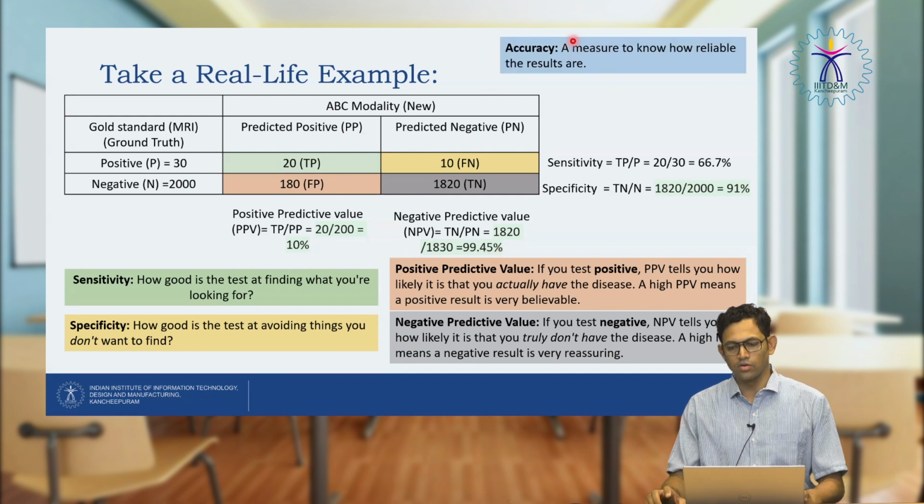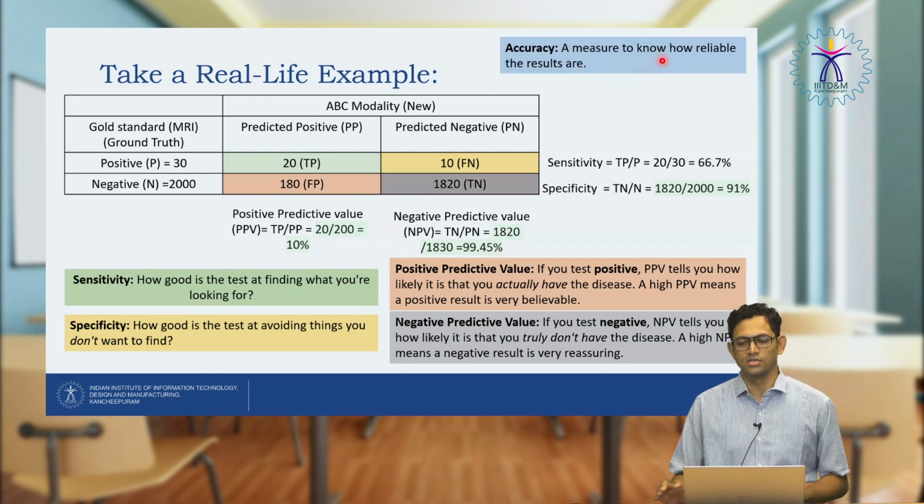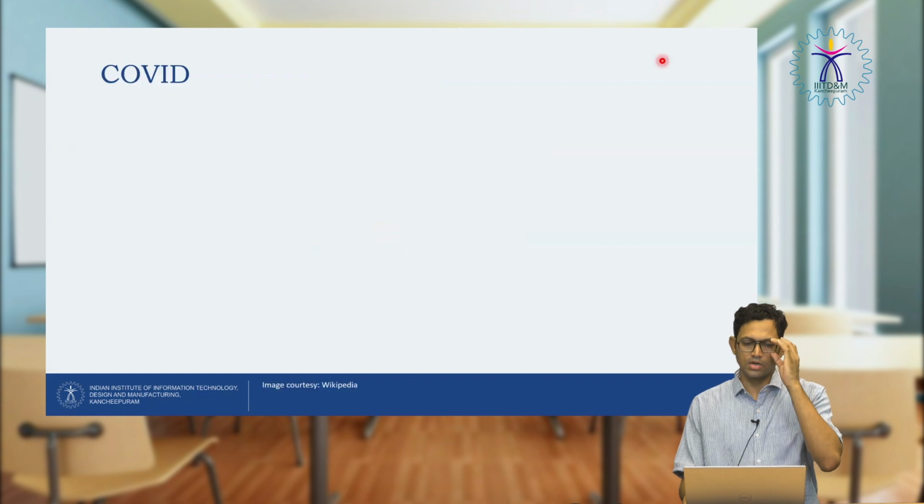And accuracy, as you see on the top side, is a broad term, a kind of measure which can tell about the reliability of the results. So these are a few of the building blocks of biostatistics, which is used for diagnosing any system. So let us give an example.